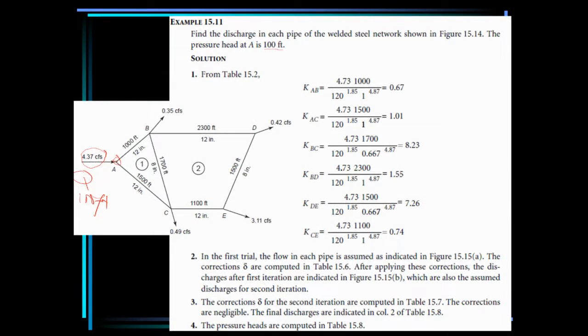We are given also the length and the diameters of the pipes. So this is the length in feet, and in inches you have the diameter of the pipe, for each case. Length, diameter, length, diameter, okay. And then from the problem, we are also given all the nodal discharge, nodal outflow from the nodes. This is B, D, E, C. Okay, these are the nodal outflows. From continuity, when you sum them up all together, they should give you the total inflow. That is when you sum up 0.35 plus 0.42 plus 3.11 plus 0.49, they will all add up to give you the total inflow, which is 4.35.